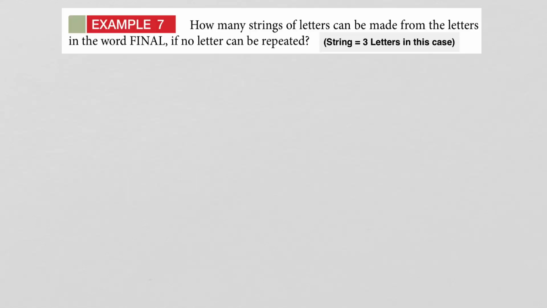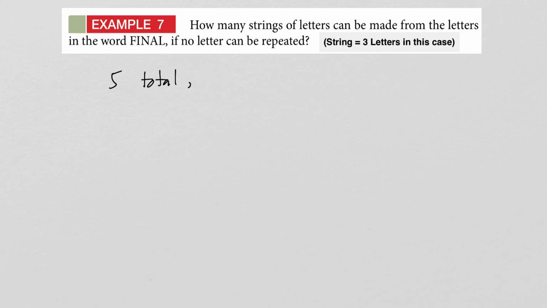So in our next example, how many strings of letters can be made from the letters in the word final? So notice that the word final has 5 letters in it, and no letter can be repeated. That is usually the assumption. And in this case, we do need to define what a string means. So a string is going to mean 3 letters in this case. So basically, we have 5 objects, so 5 total.